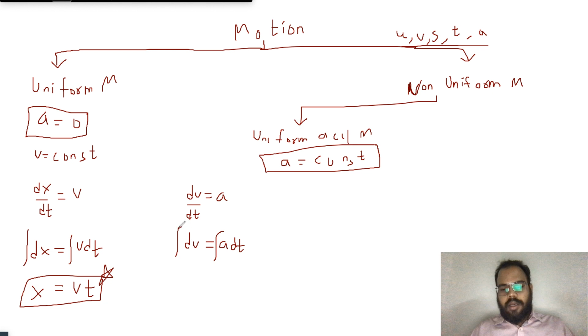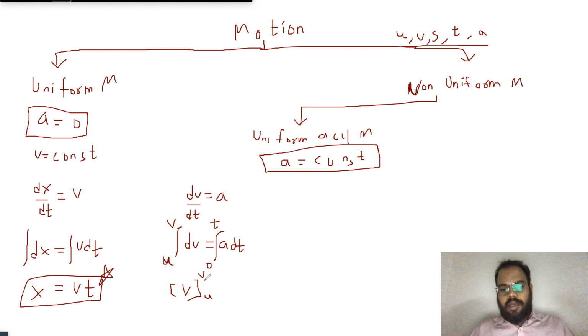Now in this it is integral dv. So I'll put the limits in this. So I will integrate from u, my initial velocity, to v, my final velocity. So at initial my time will be 0, and at any time t let my velocity be v. So the limits are initial velocity u to final velocity v, and time is from 0 to t. Now since acceleration is constant, a will jump out of the integral. So integral dv will be v, and then you have to substitute the limits from u to v.